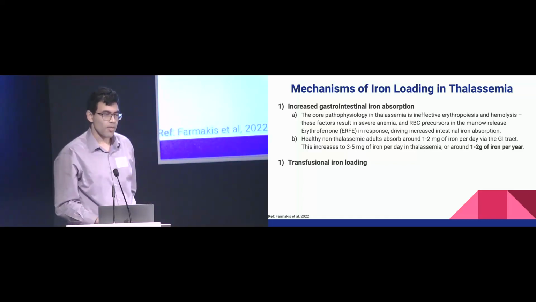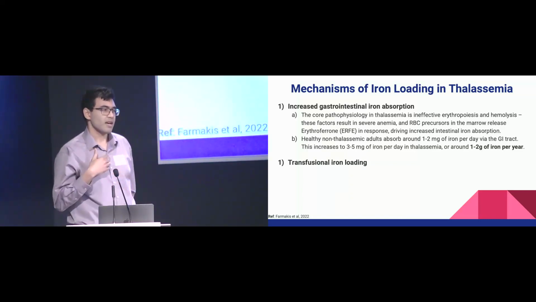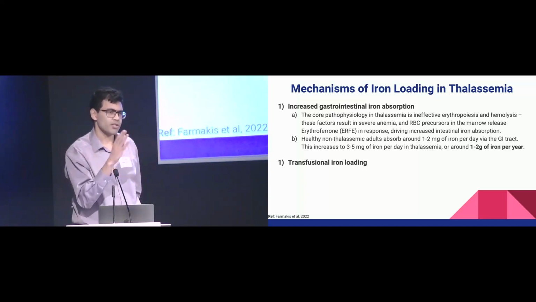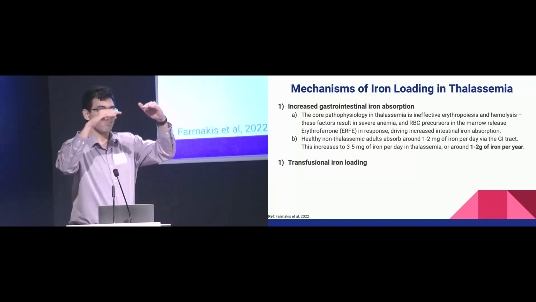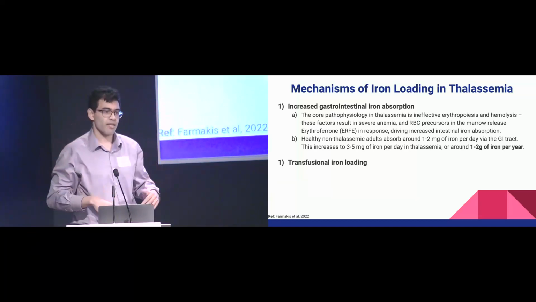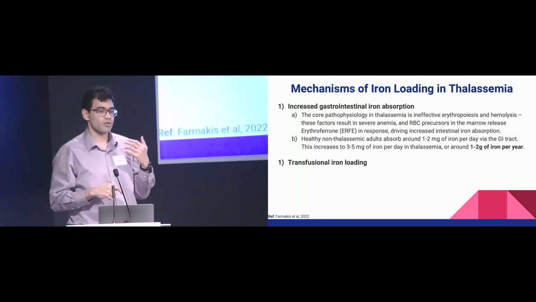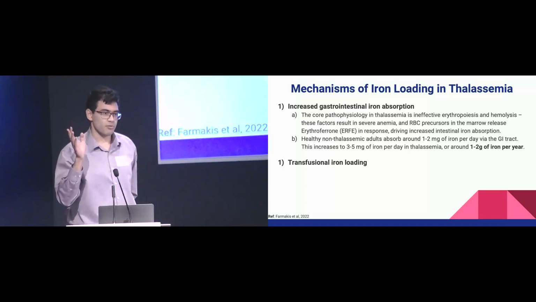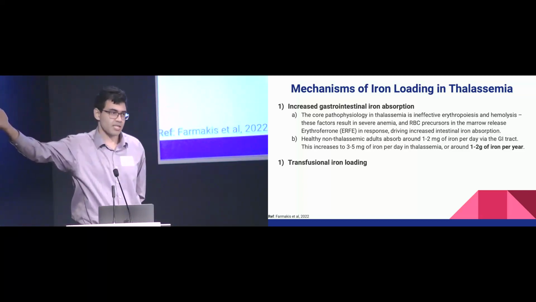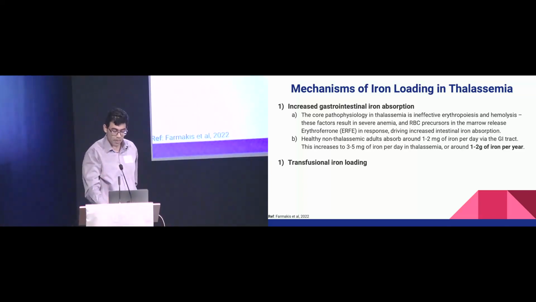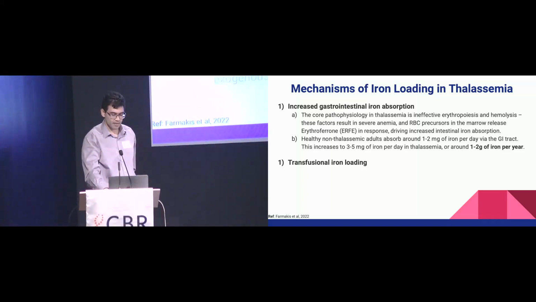So that ineffective erythropoiesis causes production of erythroferrone, which then drives increased intestinal iron absorption. The average person, for reference, absorbs something like 1 to 2 milligrams of iron through the gut every day, and that's balanced out by 1 to 2 milligrams of iron lost per day through the shedding of the GI tract. In thalassemia, the absorption gets doubled or even tripled. Over the course of a year, if you just do some math, that daily absorption times 365 days, that's 1 to 2 grams of iron per year that they take on in addition to what they already have.